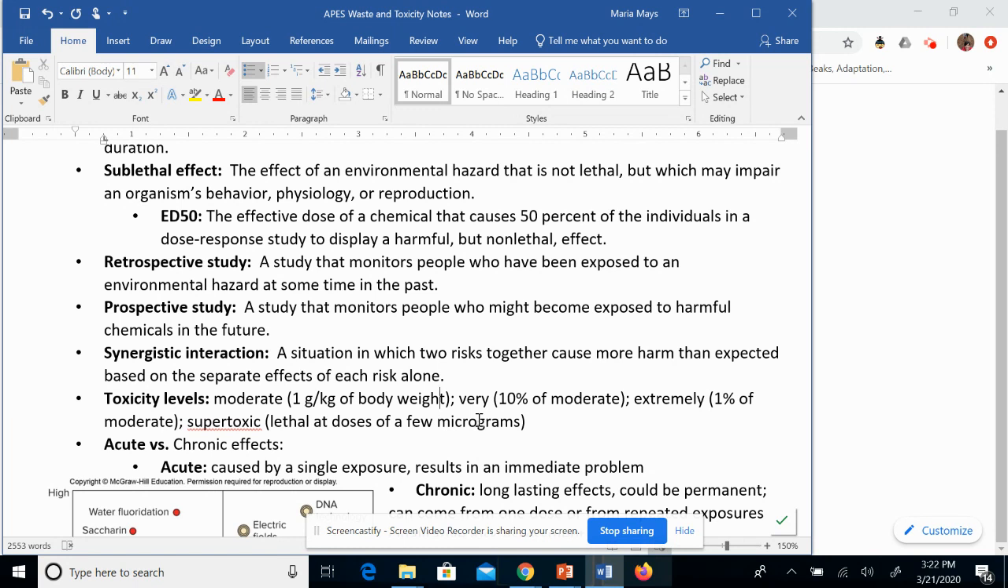Or fugu, the pufferfish, has compounds in it that are very lethal at very, very small doses. There are other things that have been used. Polonium, I think, was the thing that the Russian spies allegedly used to kill people or something. I don't know. But there are some of these that are considered super toxic because they're lethal at such small doses.